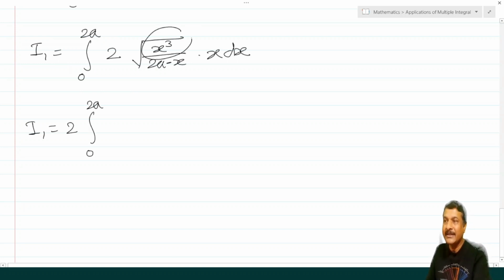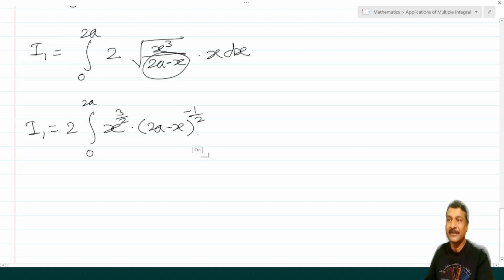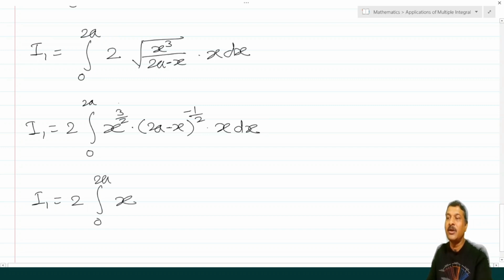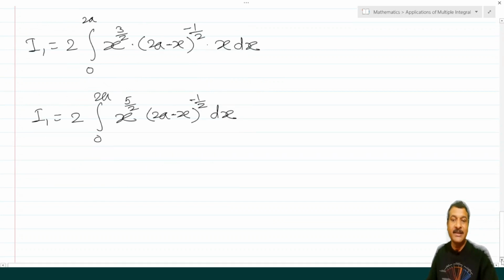So can I write here this x power 3 and whole power half, means it is 3 into half, means 3 by 2. So what is the power of x here? I am getting x raised to 3 by 2 into 2a minus x raised to minus half. It is in the denominator and root means half. So I1 equals 2 times integration 0 to 2a, x raised to 3 by 2 plus 1 means 5 by 2 into 2a minus x raised to minus half dx. So again here it is a beta gamma function.